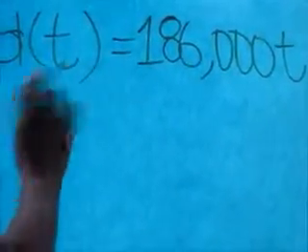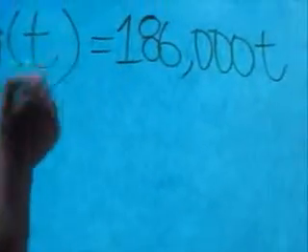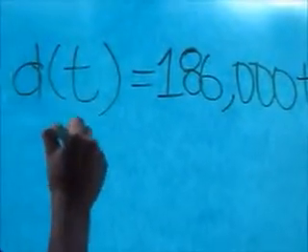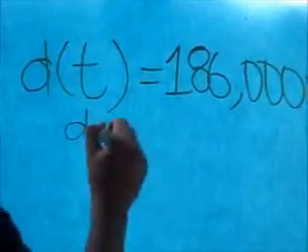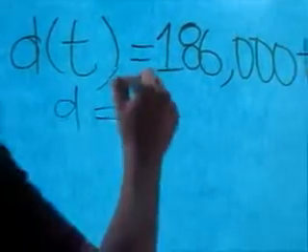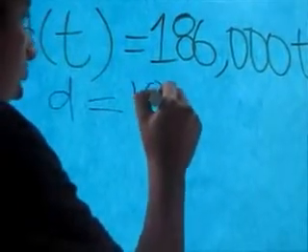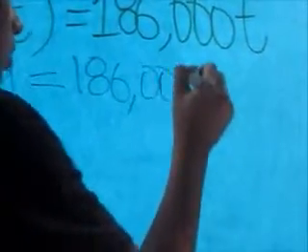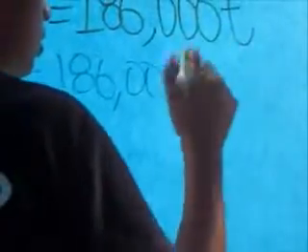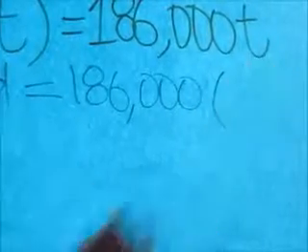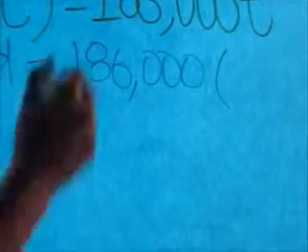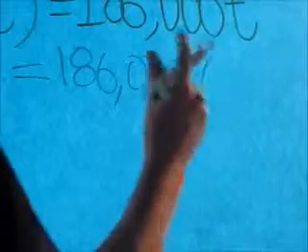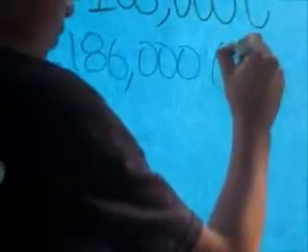Okay, so here we replace the value, so distance is equal to 186,000 times t, that as the exercise said, is 30 seconds.